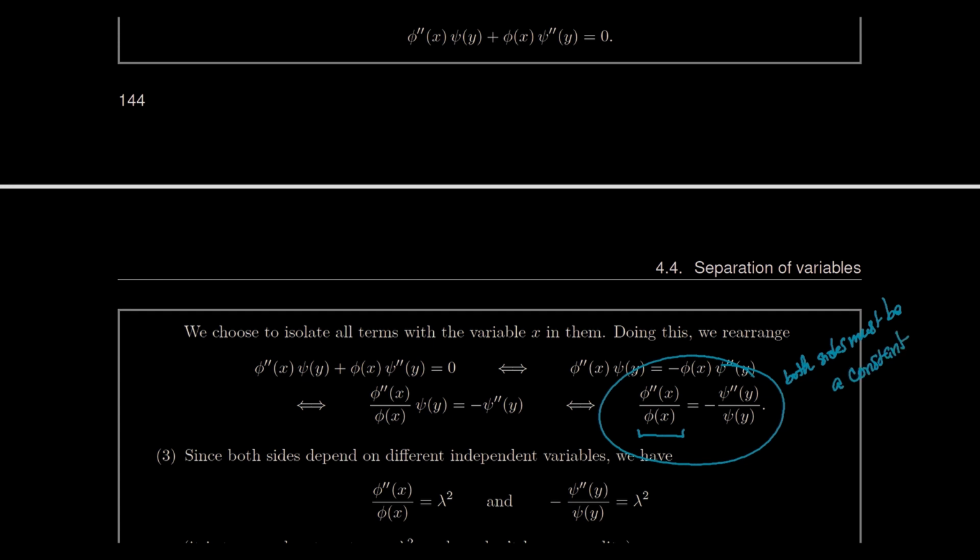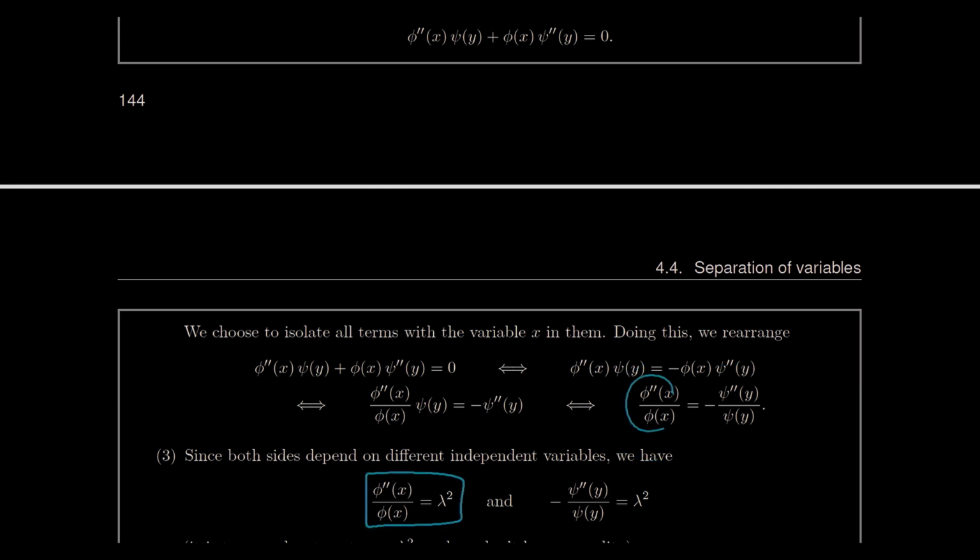This is the definition of separation of variables. Both sides must be a constant, the same constant, right? So we're going to set both sides equal. That's the left-hand side, equal to a constant. Here's the right-hand side, equal to a constant.